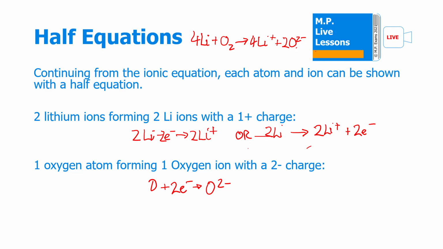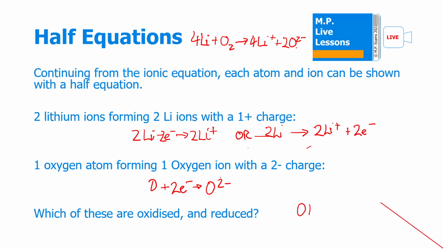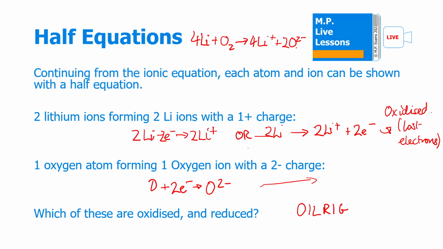Now, if you didn't know, these are actually oxidation and reduction reactions. So if you remember the acronym OIL RIG, oxidation is loss, reduction is gain. So we can see that the lithium atoms were oxidized because they lost an electron, whereas the oxygen atom was reduced.